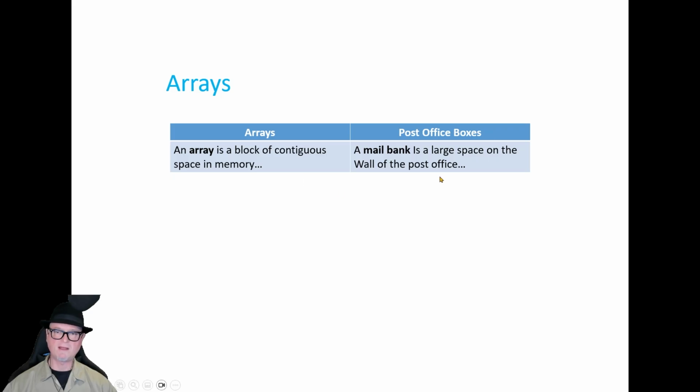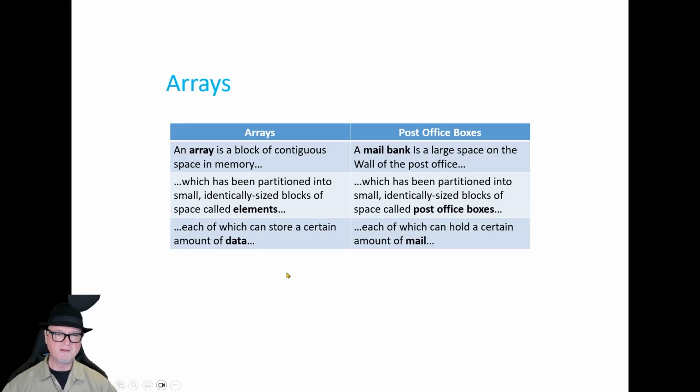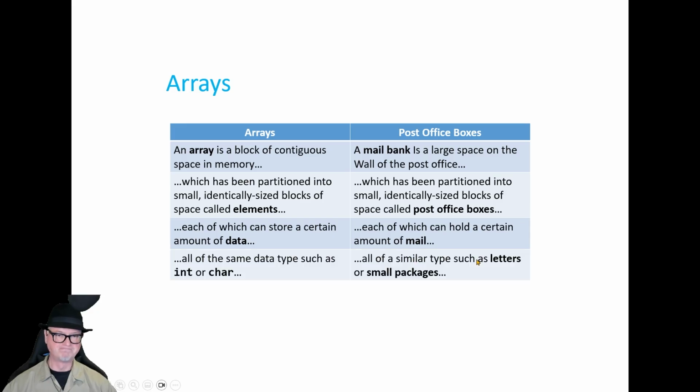So, if an array is like a box of contiguous space in memory, a mail bank in a post office is kind of like a space on the wall with little boxes. And the array has been partitioned into small, identical sized blocks. We might call them elements if we're using the technical language, whereas the post office boxes are small, identically sized boxes, and we call them post office boxes. Now, each of the array units can store a certain amount of data, and each of the post office boxes can hold a certain amount of mail.